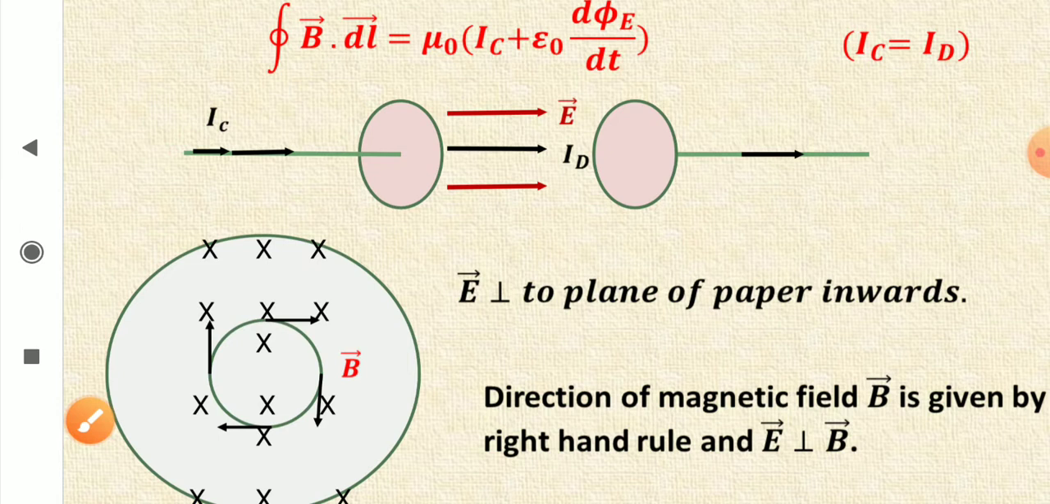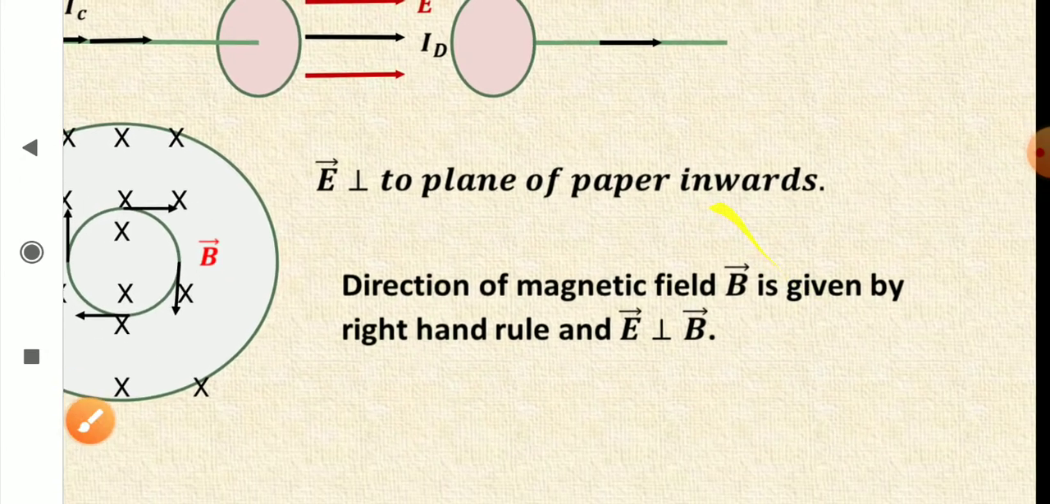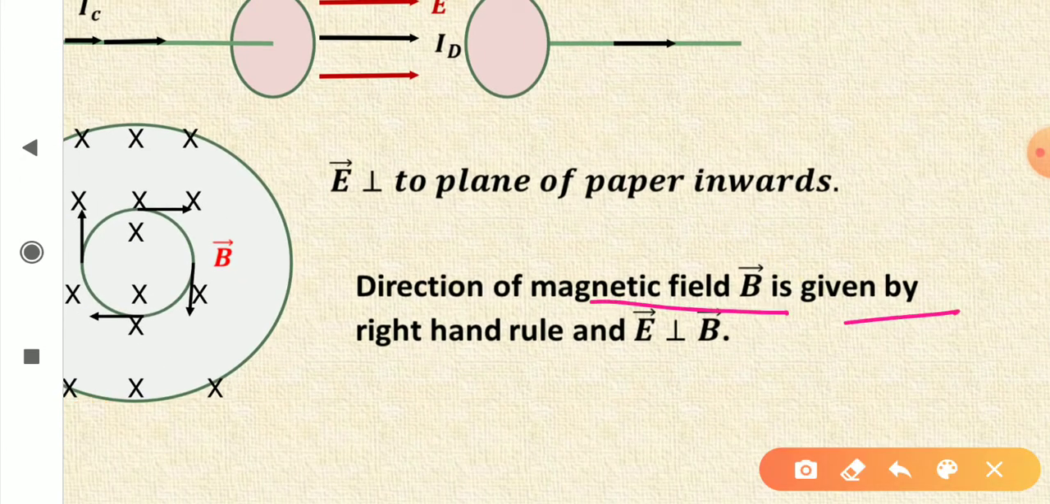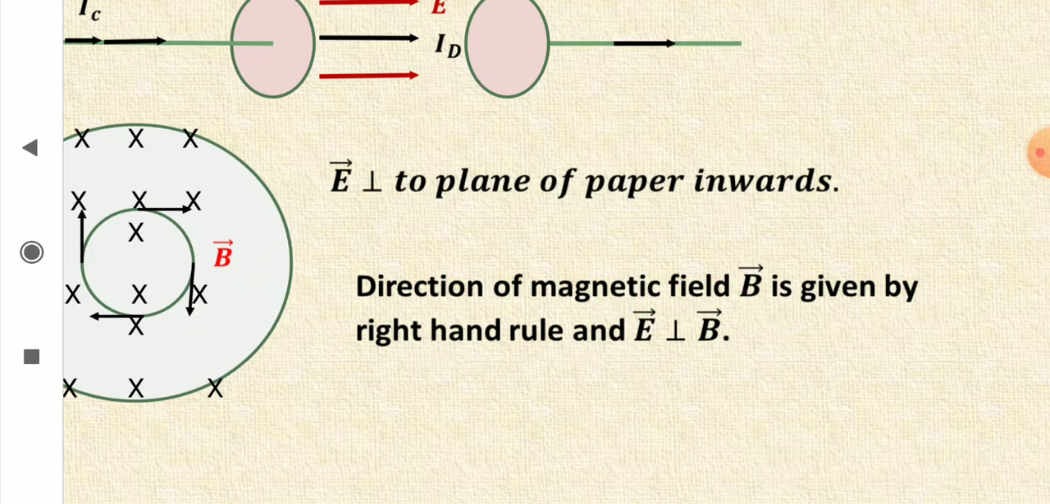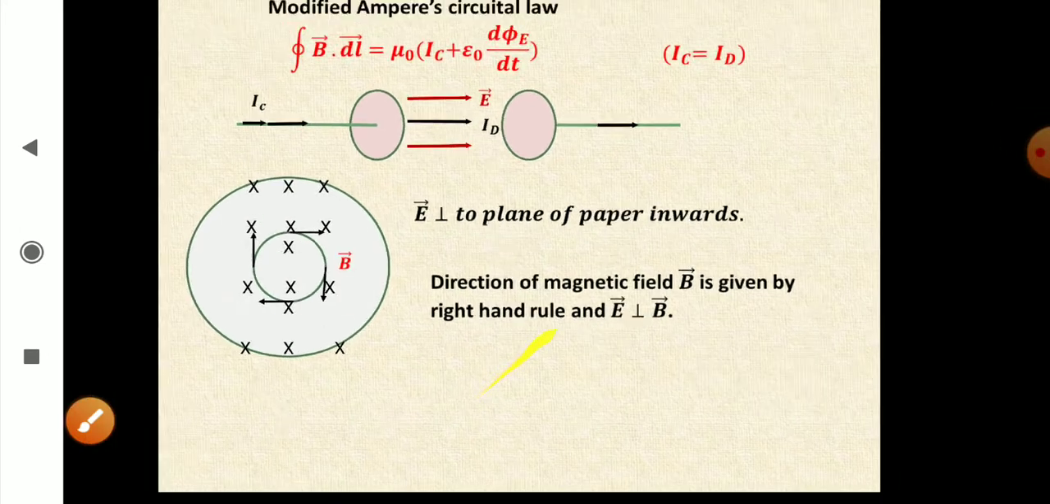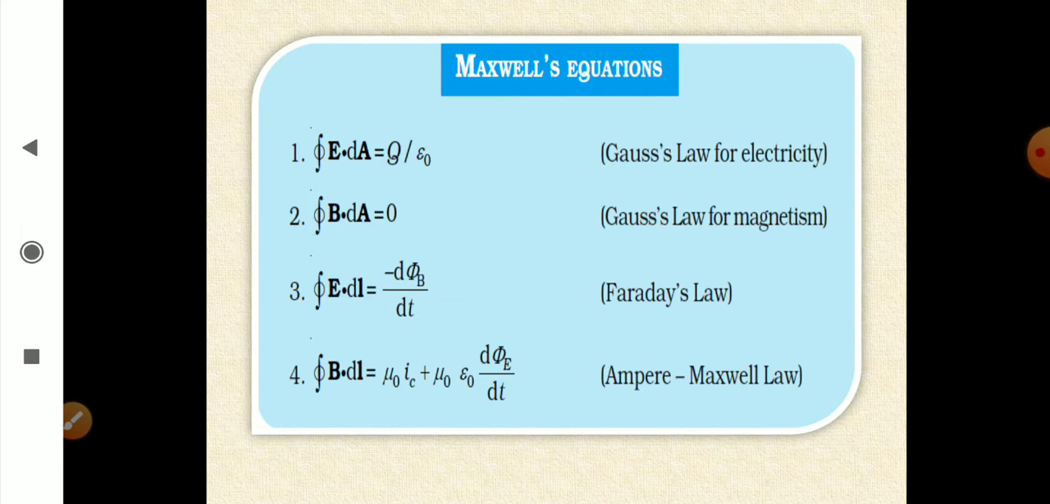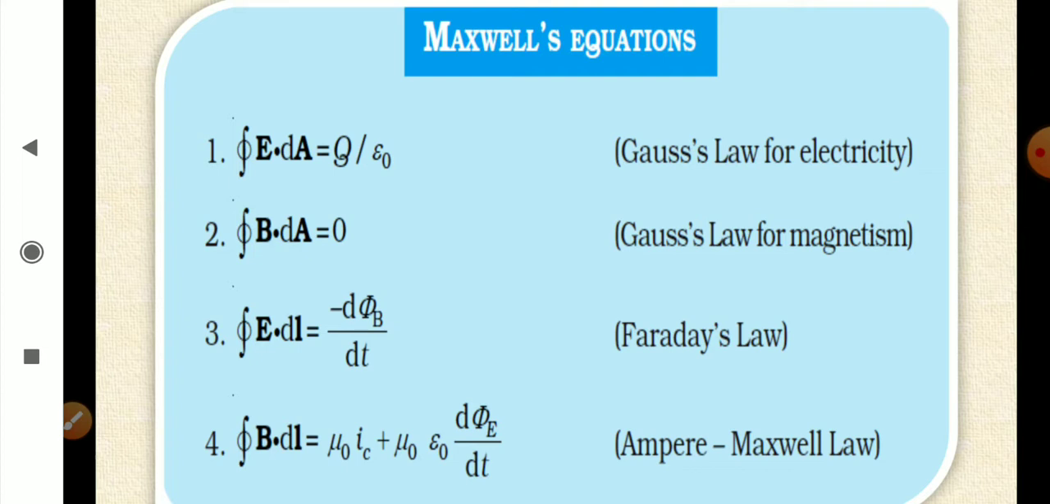Now this magnetic field is perpendicular to electric field all the time. So the direction of magnetic field is given by the right hand rule, and electric field is perpendicular to magnetic field. So we can see that this changing electric field is producing magnetic field, changing magnetic field of course, and this is the process of production of EM wave. Now Maxwell modified all the equations. He unified electricity and magnetism and gave comprehensive equations.